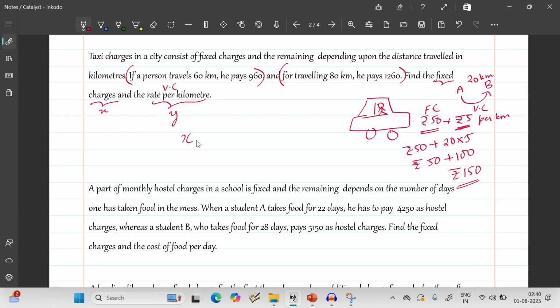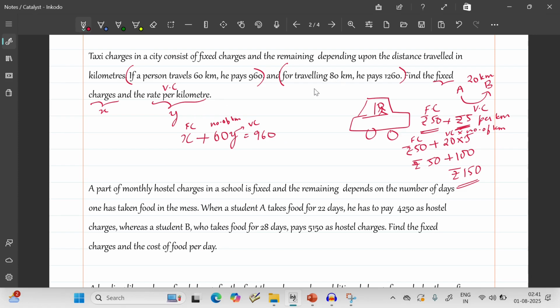So x plus how much distance he has traveled? 60 kilometers, right? And the variable charge per kilometer is how much? It is y, right? So it will be 60y. This is equal to 960 rupees. As simple as that. What did we do here? We did the fixed charge plus variable charge into number of kilometers traveled, right? So same thing we are doing here, where x is the fixed charge plus 60 is number of kilometers traveled into the variable charge. So this will give me 960 rupees.